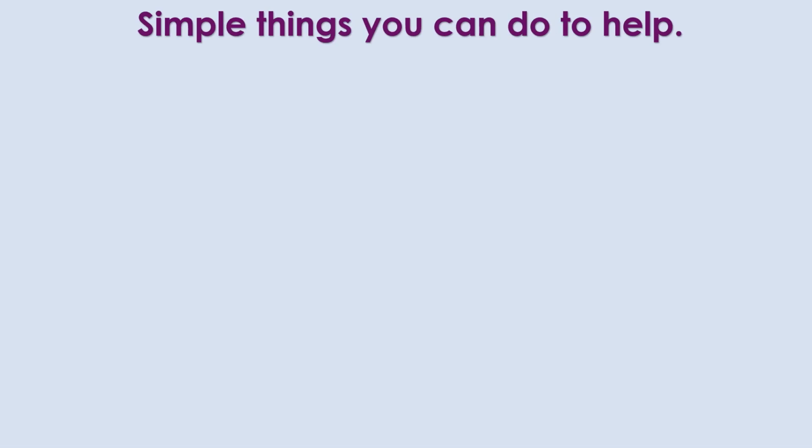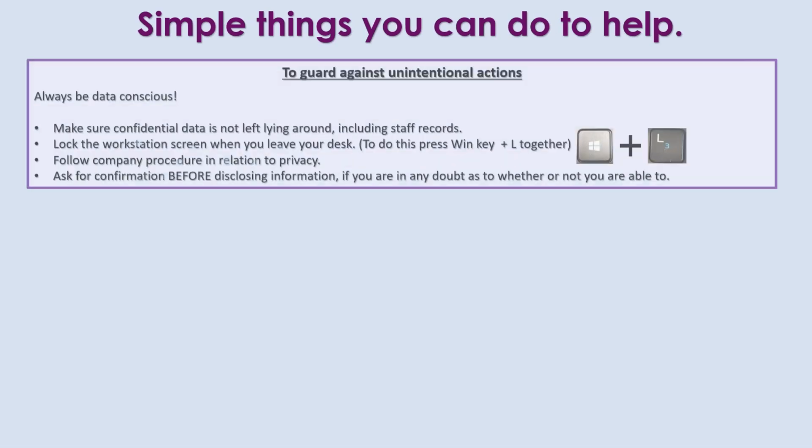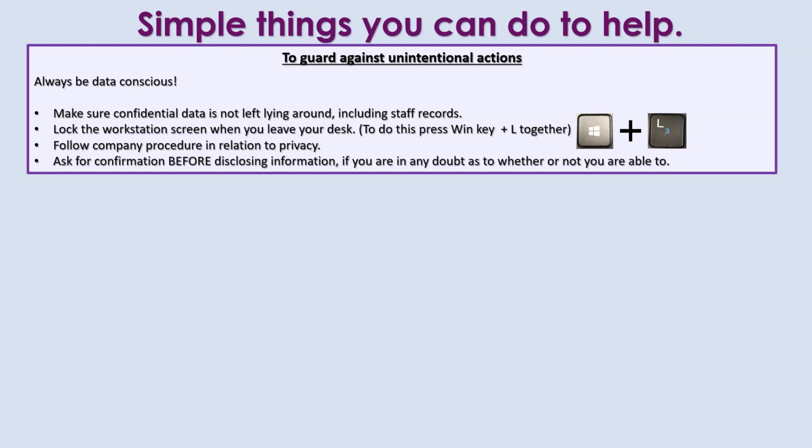So how can we safeguard ourselves against these potential data breaches? So to guard against your unintentional actions, you need to be data conscious in the way you work day to day. You need to make sure that confidential data is not left lying around, including staff records. When you leave your workstation, you should always lock your work screen, and you can do this simply by holding down your Windows key and the letter L on your keyboard. When you return, you simply need to enter the password for your computer to log back on.